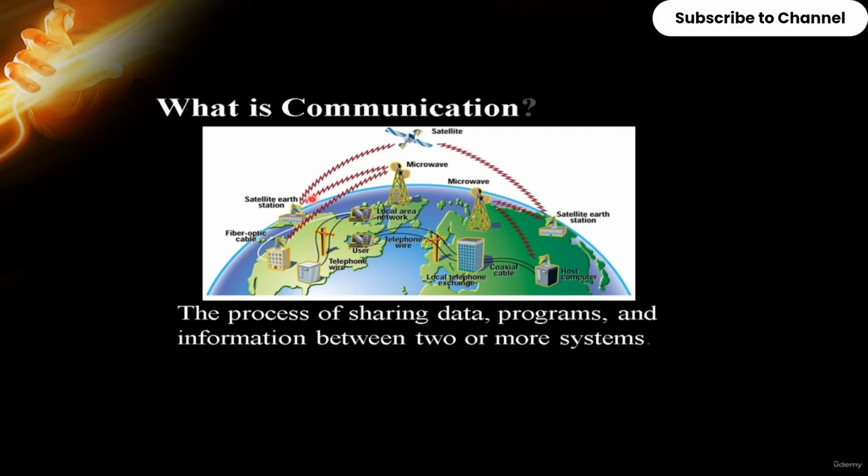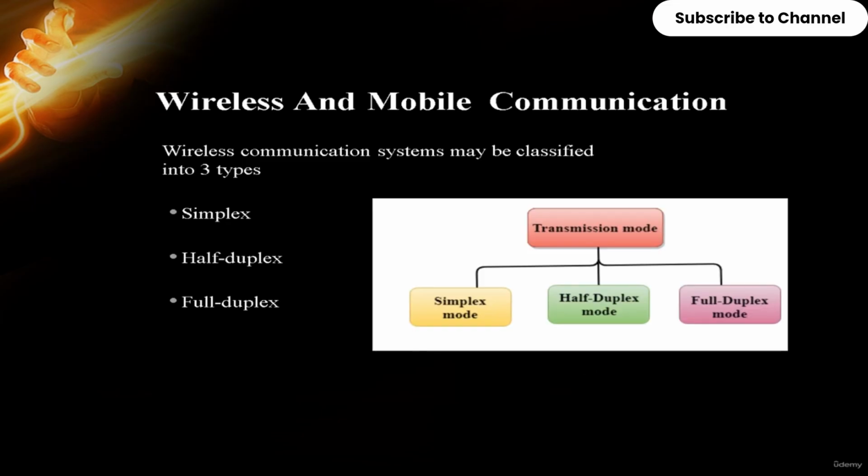What is meant by communication basically? It is nothing but the process of sharing data, programs, and information between two or more systems. Now coming to the actual concept of wireless and mobile communication. There are 3 types of wireless and mobile communication: simplex, half duplex, full duplex. We can say these are the transmission modes of wireless and mobile communication.